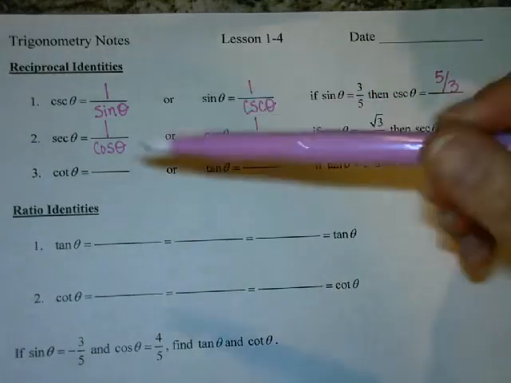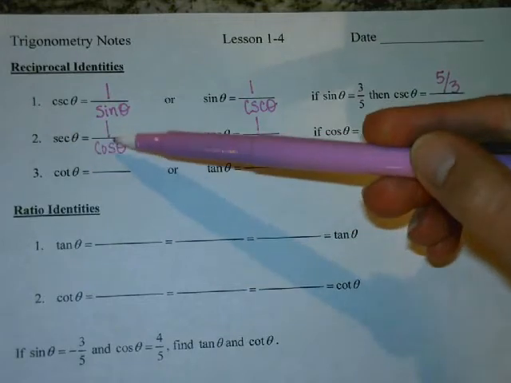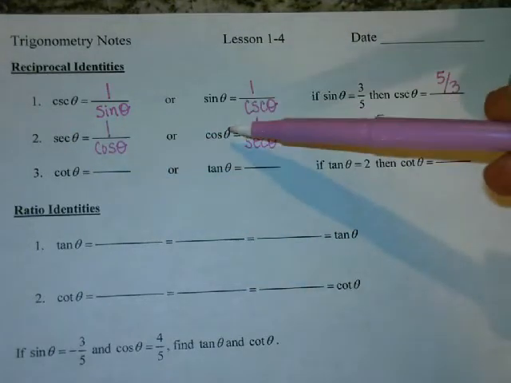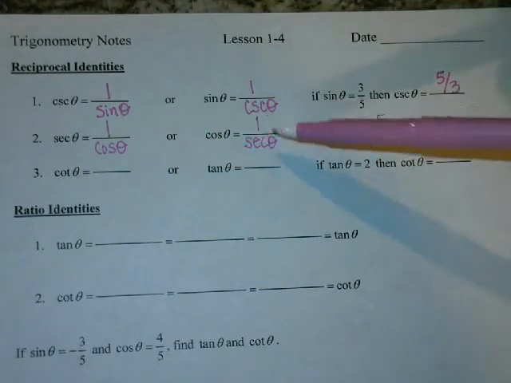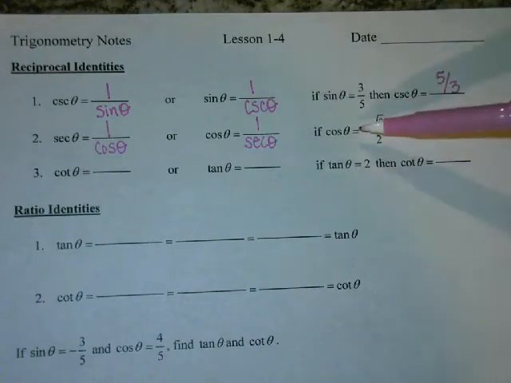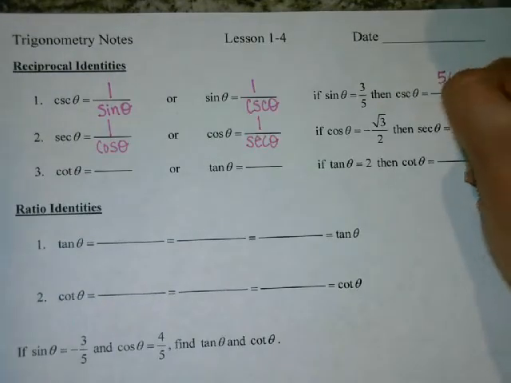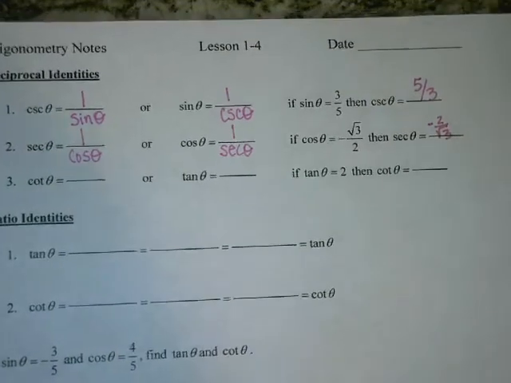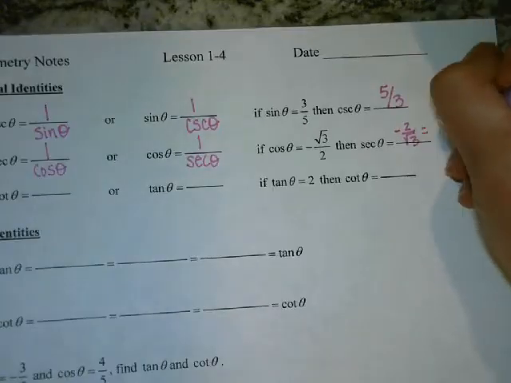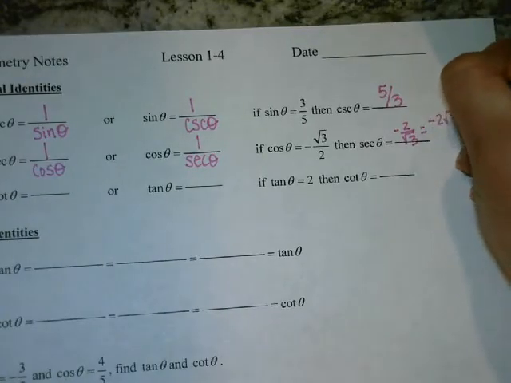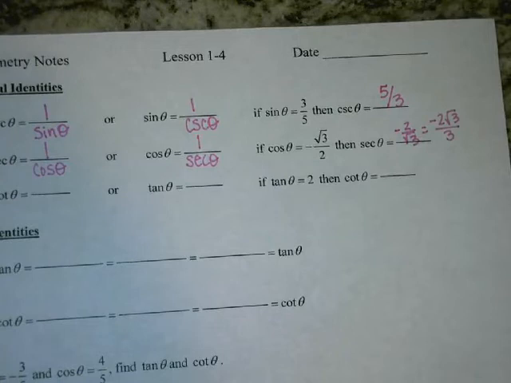They're reciprocals. And if secant of theta is 1 over cosine, that means cosine of theta is 1 over secant. So if cosine is negative root 3 over 2, secant then is negative 2 over root 3. And we don't leave radicals in the denominator, so let's rationalize that. I get negative 2 root 3 over 3.